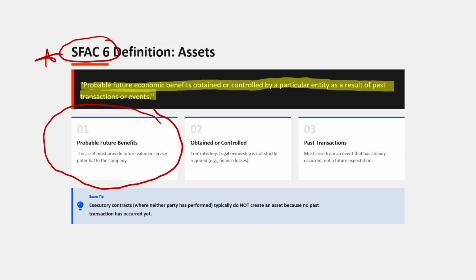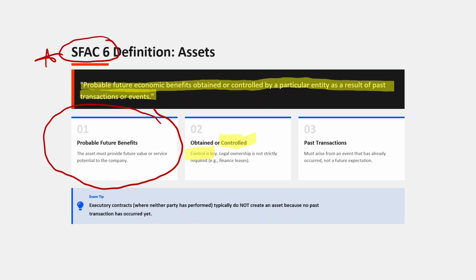The second thing is control. Pay attention here because control is key. If we bought a car for $50,000 and we got a loan for it, the legal ownership is still with the bank or whoever gave us the loan. But it is still our asset because we obtained it. We control it even though we do not have the legal ownership.